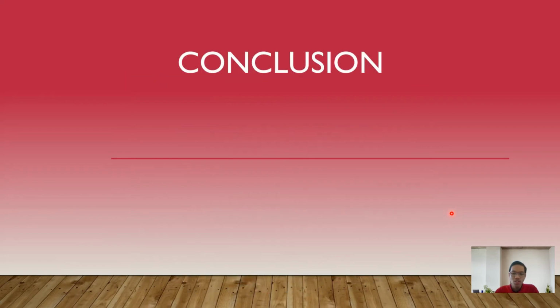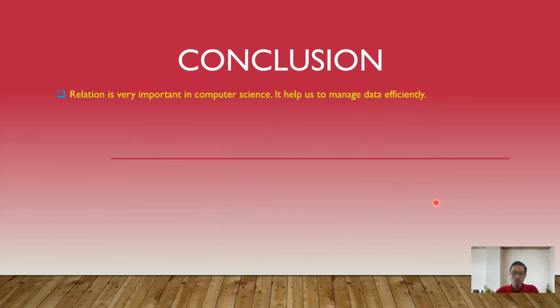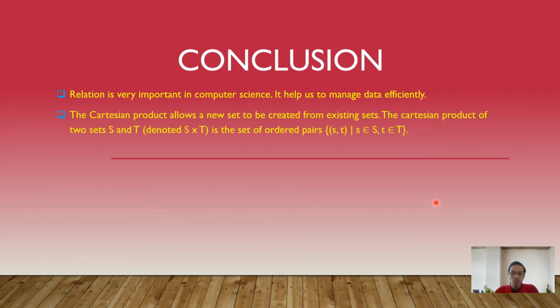Okay. So from our lesson today, we have learned that relation is a set of ordered pairs that satisfy a relationship. We also know that a relation is a subset of the Cartesian product of two non-empty sets, and we know how we apply relation in computer science. In conclusion, relation is very important in computer science. It helps us to manage data efficiently. We also can use it in programming, such as Java and Python.